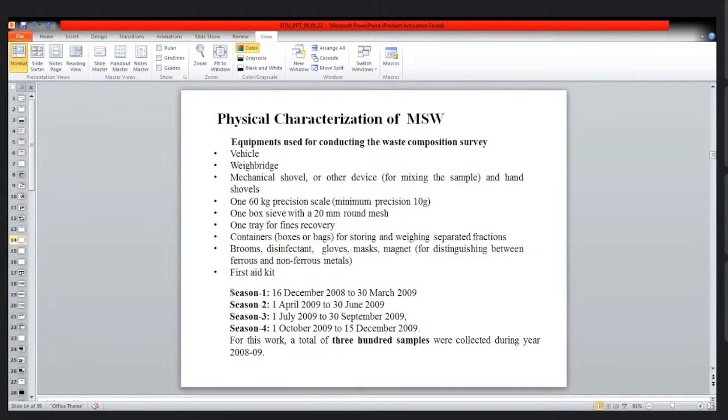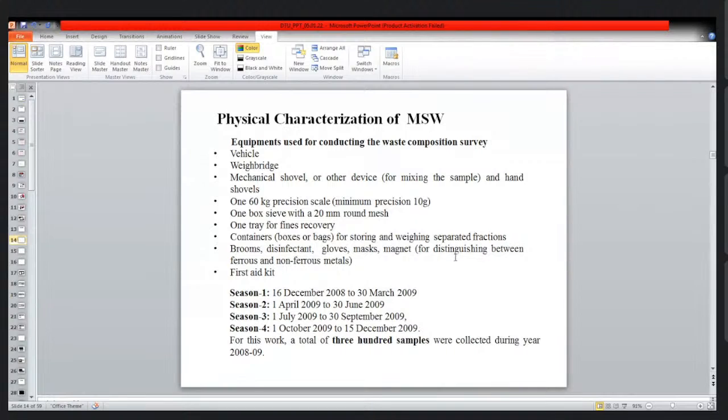What we have done to collect the sample from the landfill site, we have divided into seasons. Season 1 is between 16 December, because the experiment was carried out in 2008 and 2009, so from 16 December to 30 March, season 1; season 2, 1st April to 30th June; season 3, 1st July to 30th September; and season 4, 1st October to 15th December. So these samples were collected accordingly, and for the entire process of this work, 300 samples were collected.